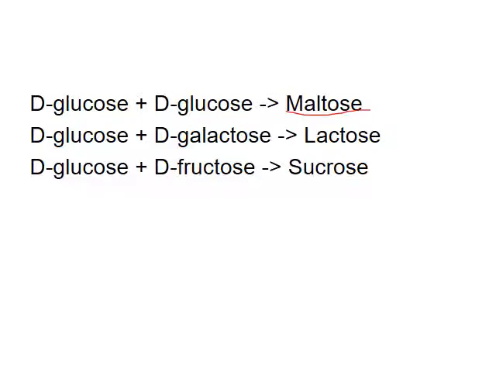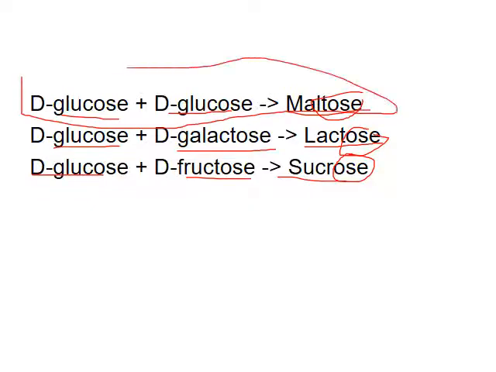Okay, so here's the 3. So maltose is made out of 2 glucoses. Lactose is made of glucose and galactose. And sucrose is made of glucose and fructose. Again, notice they all end in "-ose" to tell you they're carbohydrates, sugars. And we're going to go through each one of their structures.